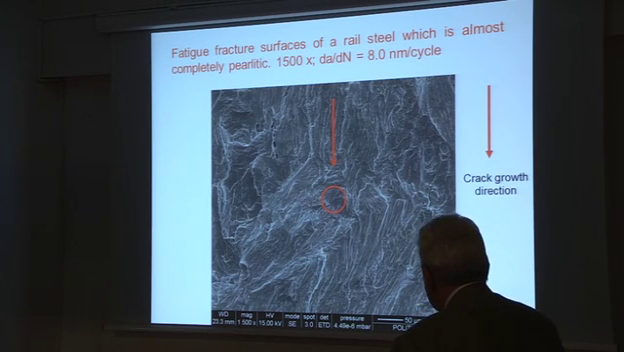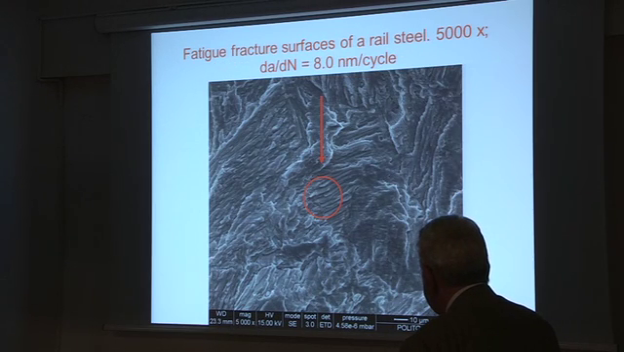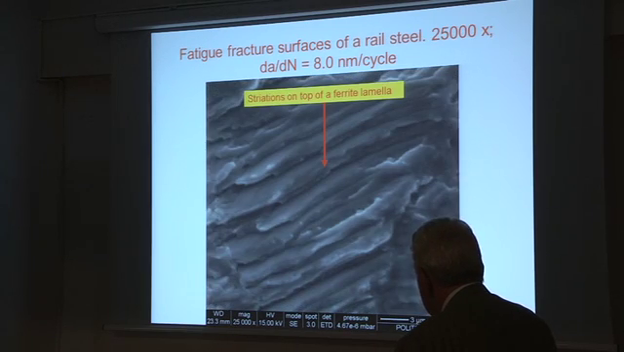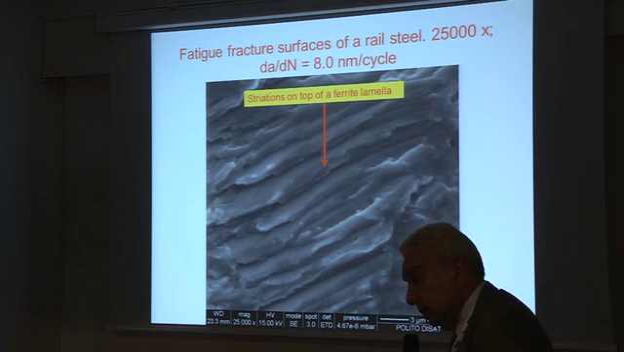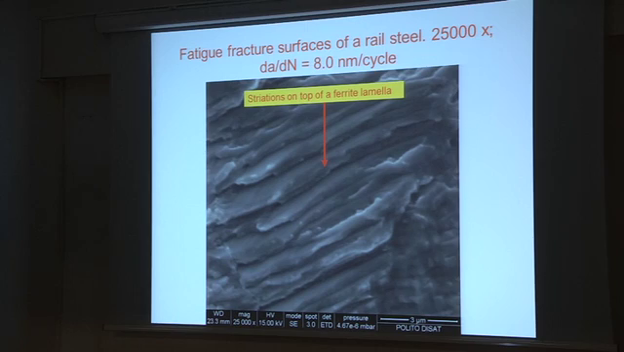So, in another case, we are going to a much lower da/dN in the end, about 1/2 than before. This is the direction of crack growth. We have to take a pearlite colony that is almost perpendicular to the crack growth. You see the ferrite lamella that broke after some straining. And you see the top of the ferrite lamella that has, in this case, a couple of striations. It is not easy, but it can be seen and can be assessed as a fatigue fracture in the case of pearlitic steel.